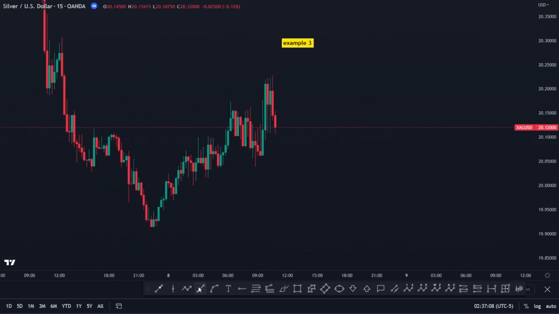This last example will show you that even if you lose a trade, you should never give up, just keep grinding, bro. It takes time to be a better trader.